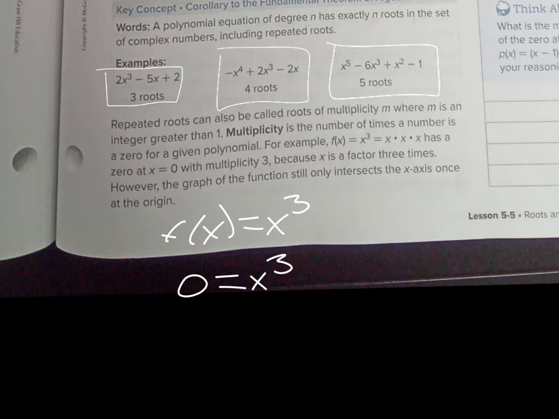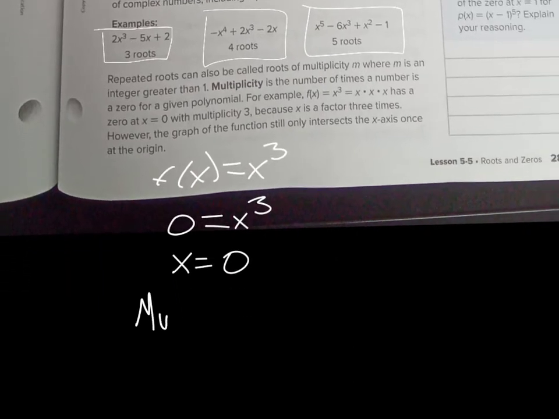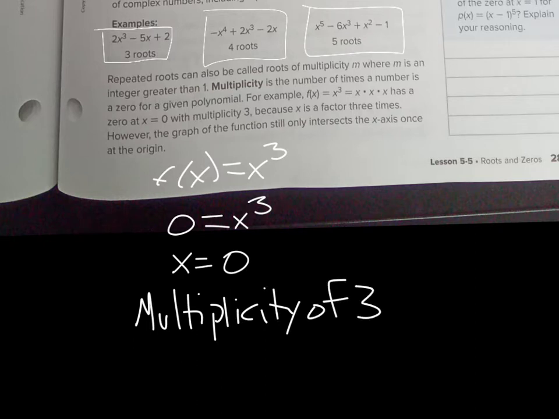Well, first of all, how many should we be looking for? 3. But if I take the cube root of 0, what do I get? 0. So there's actually only one root. It's 0. But it counts as all 3 roots. So this is one root with a multiplicity of 3. Is that okay? But it doesn't cross 0 3 times.